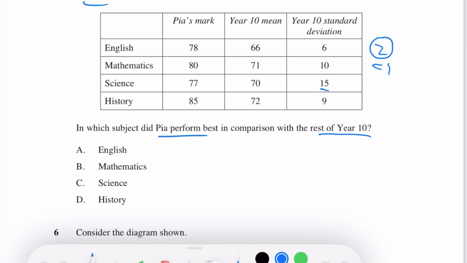In English, she is 2 whole standard deviations above the mean, whereas she's not 2 standard deviations above the mean for any other subject. She's less than 2 standard deviations above the mean.